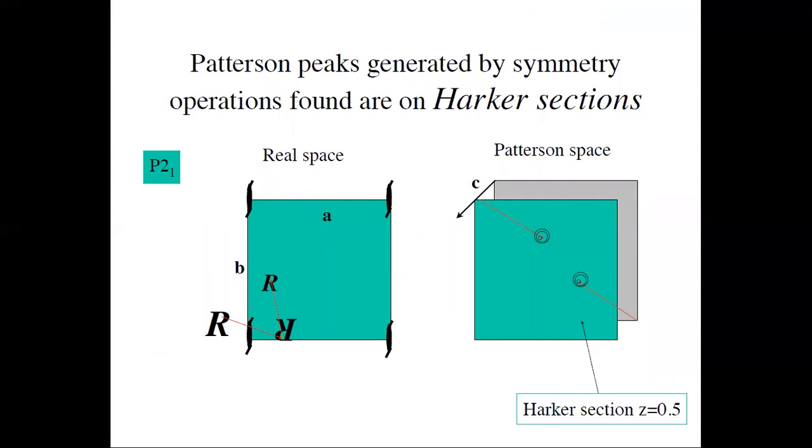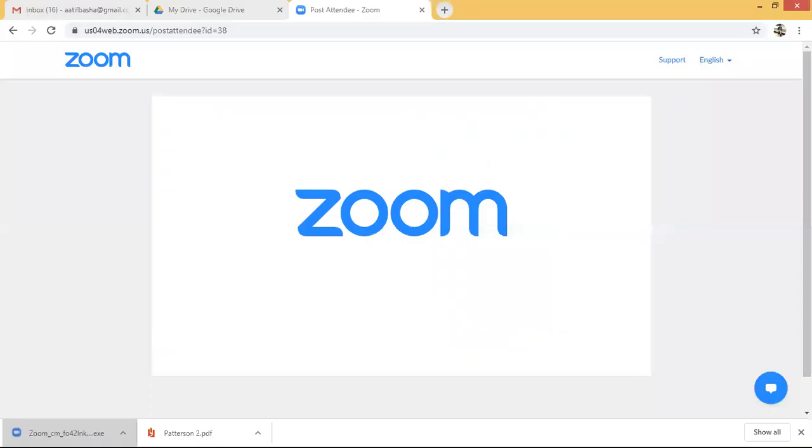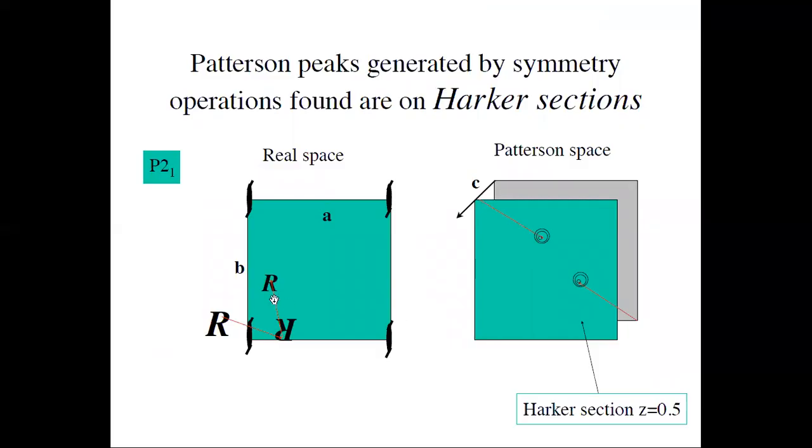So the Patterson peak is generated by the symmetry operation found around the Harker section. Similarly, we have to see the symmetry operation change from real space to Patterson space, because the Harker section should be at zero or 0.5. This is a Harker section of the heavy atom, so it should change from z equal to 0 to 0.5. So this area should be displaced from real space to Patterson space.